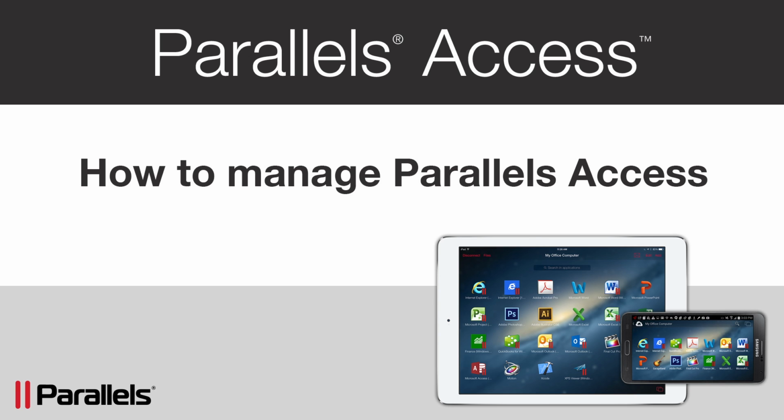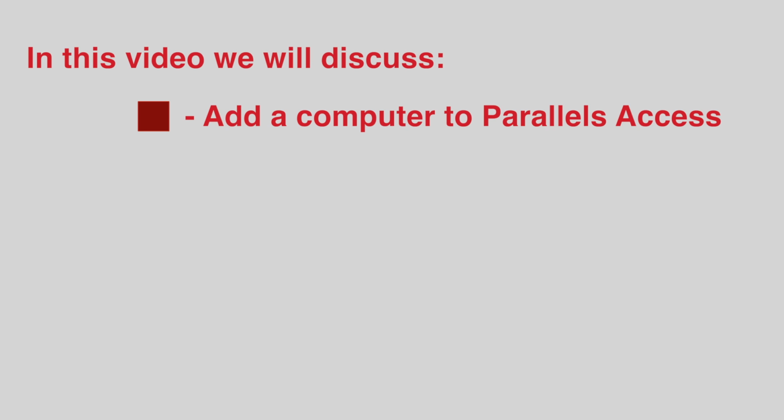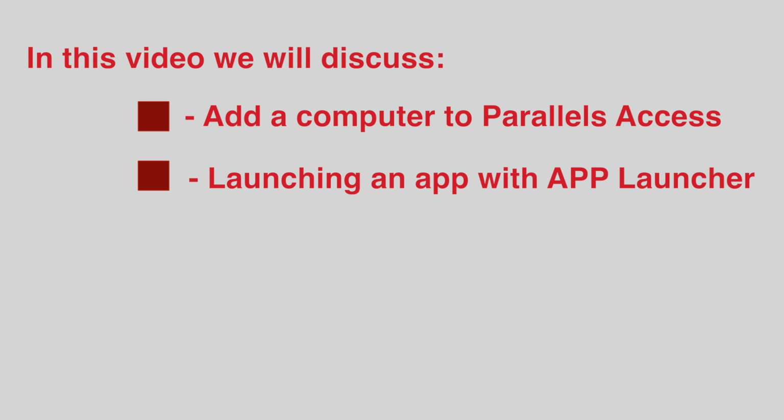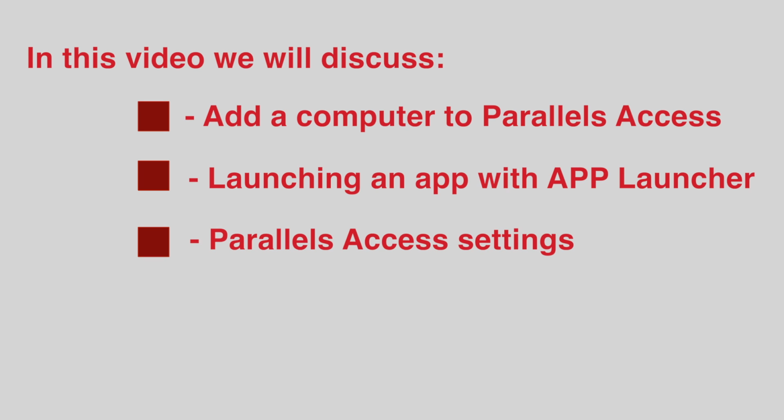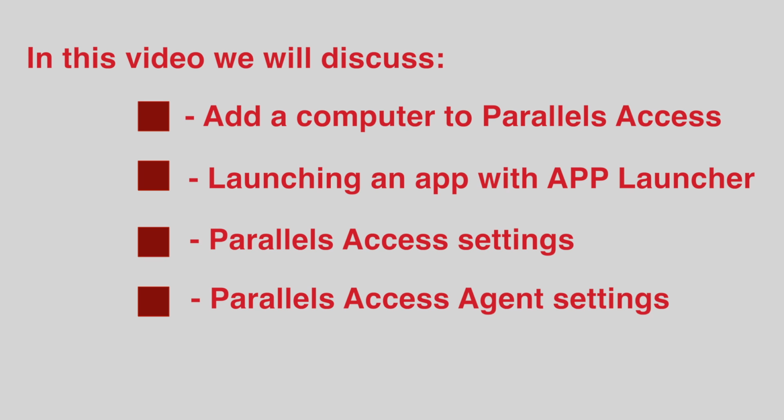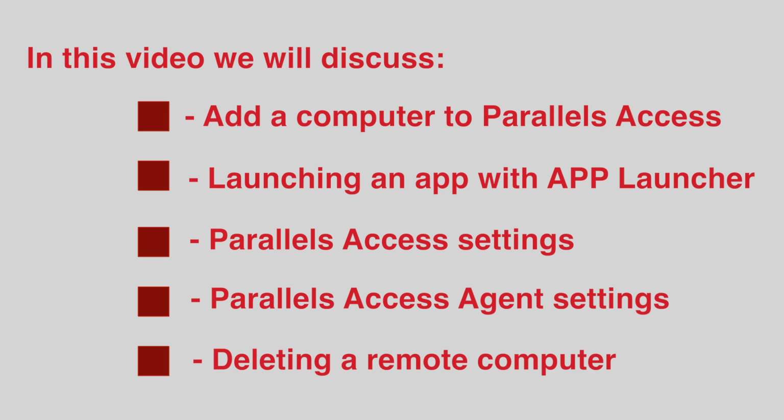In this tutorial video, we will discuss how to manage Parallels Access, add a computer to Access from Parallels Access, connecting to a computer and launching an app from within the app launcher, how to change Parallels Access settings, how to change Parallels Access agent settings, and finally, how to delete a remote computer from Parallels Access. You can jump directly to any of these sections by clicking on the box or topic name above, or just sit back and watch the entire video.